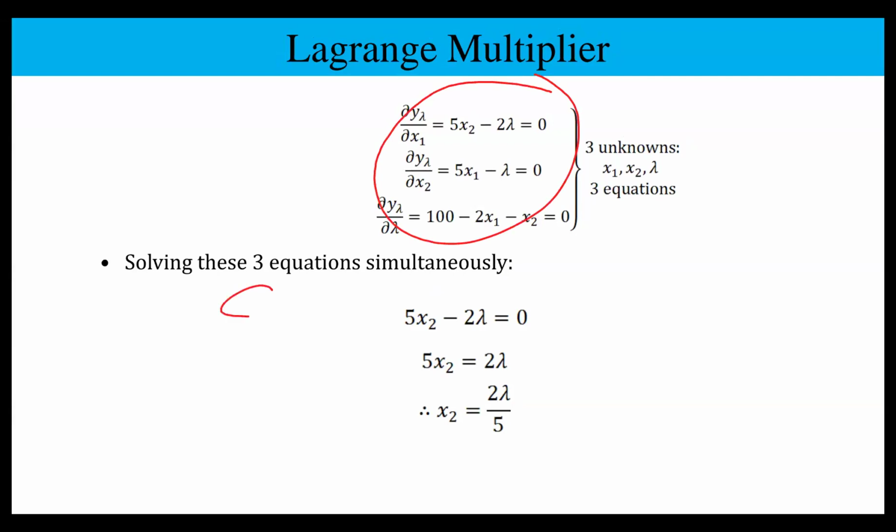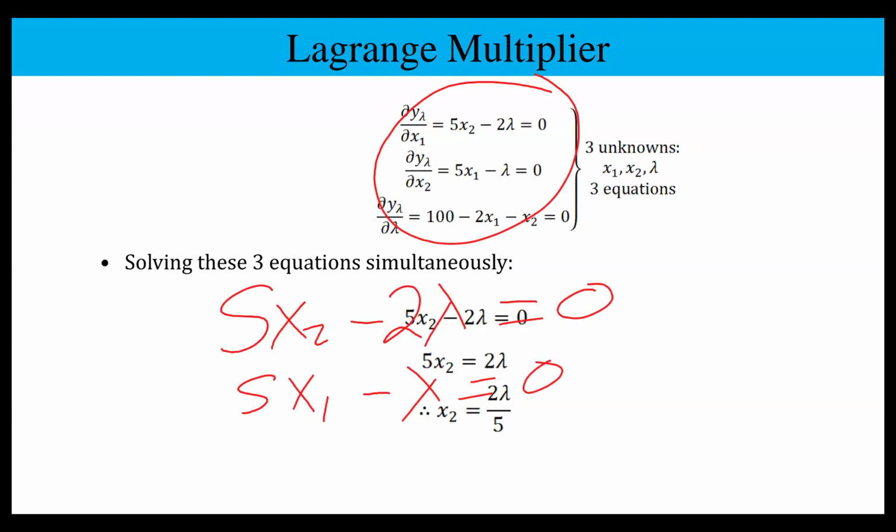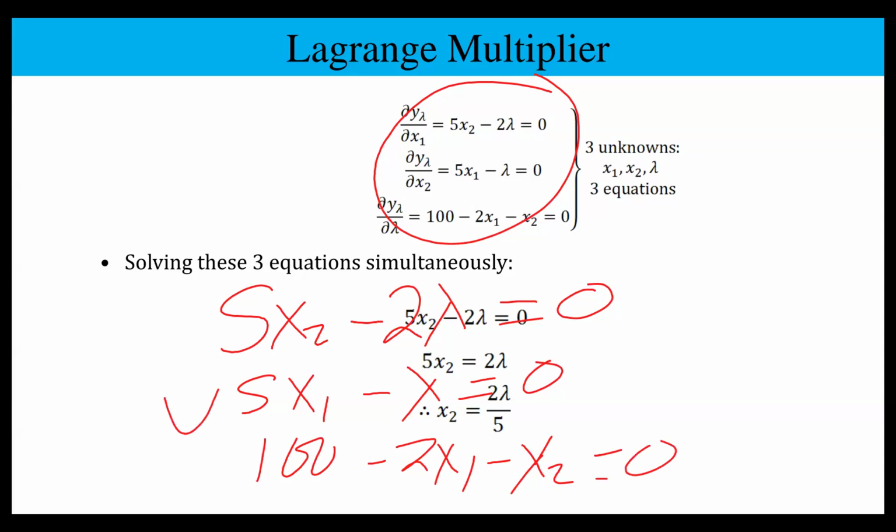Your equations are 5x2 minus 2 lambda is equal to what? 0. The other one is 5x1 minus lambda is equal to 0. The other one is 100 minus 2x1 minus x2 equal to 0. We can even use substitution, making one the subject of the formula, right? So that you can have your life made easy.